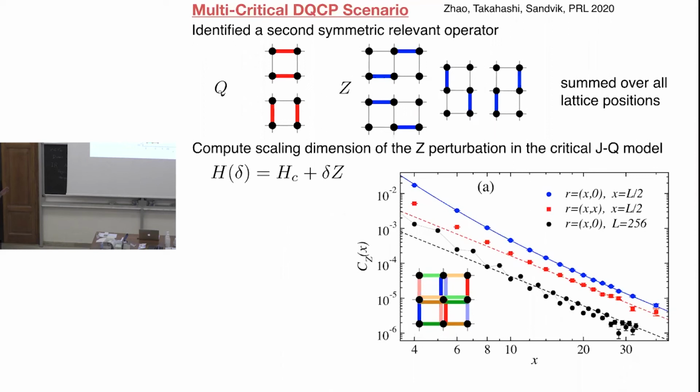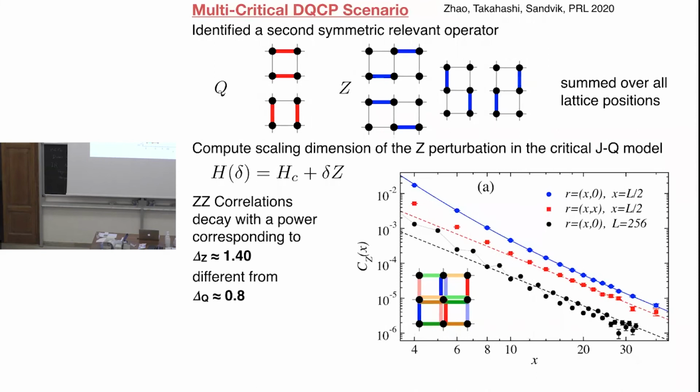It's not turned on, right? We are sitting at the critical point, the presumed critical point. Yeah. So the point is that this gives us, presumably, the scaling dimension of the uniform operator consisting of those Z terms. And then we get a scaling dimension around 1.4, whereas the Q operator had a scaling dimension of about 0.8, right? So they are quite different.